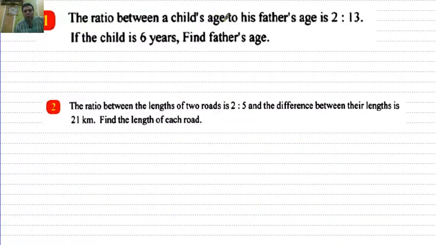Number 1. The ratio between a child's age and his father's age is 2:13. If the child is 6 years old, find the father's age. Then we can write the age of the child to father.